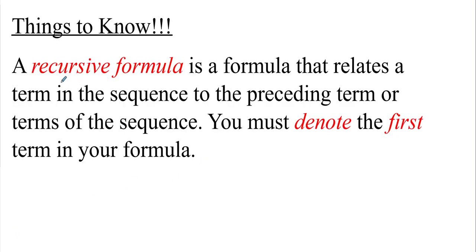We got a little bit of vocab. This is a recursive formula, and what this means is that it relates a term in the sequence to the preceding term. Remember that the word preceding means the previous term or the term before. And when we write our recursive formulas, this is a requirement: you must denote the first term in your formula. This is highly critical, and that word denote means we just need to write it down. We need to list it. So when we write this recursive formula, do not forget that first term.